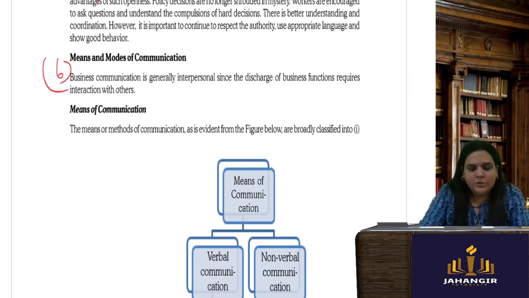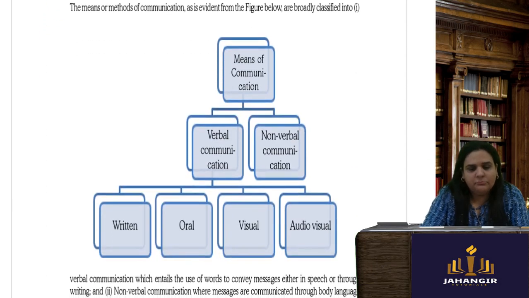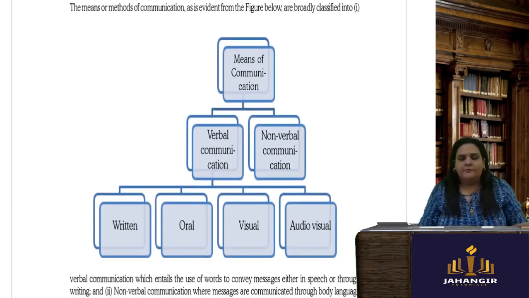Okay, so means of communication, verbal and non-verbal, two broad classifications. In verbal, anything where there is a use of words is verbal. The use of words can be in the form of writing, it can be in the form of talking orally over the phone, say. It can be in the form of visual, like how you all are seeing now, and audio visual also, both things. Okay, so anything which has words in it is verbal communication.